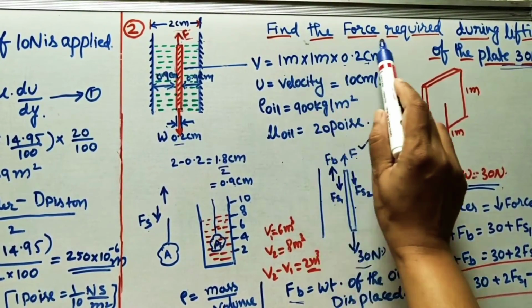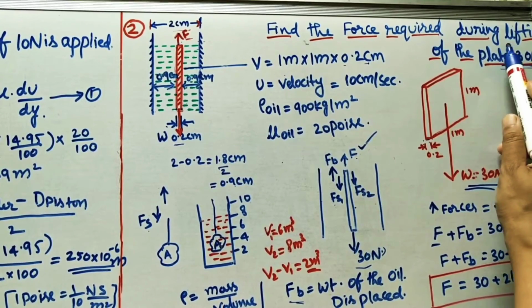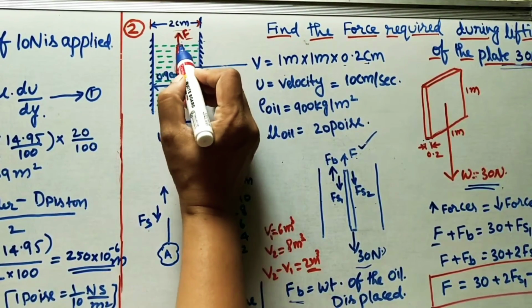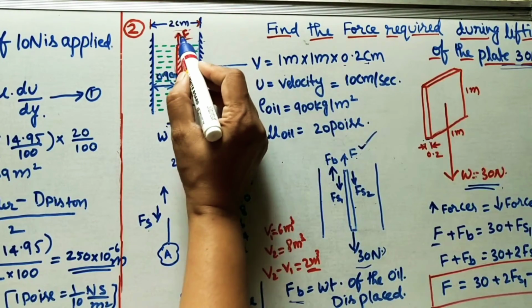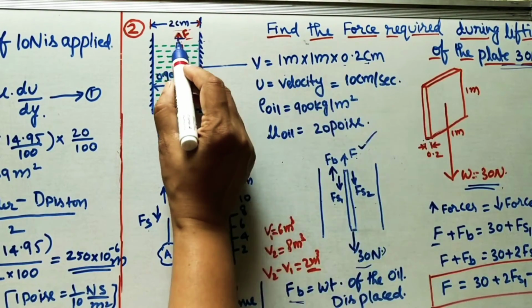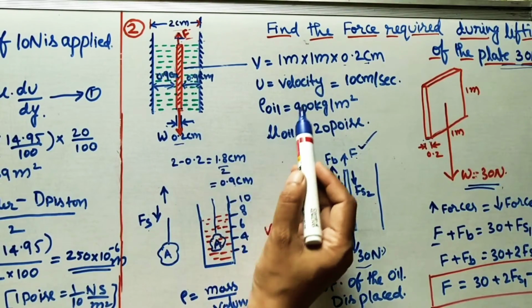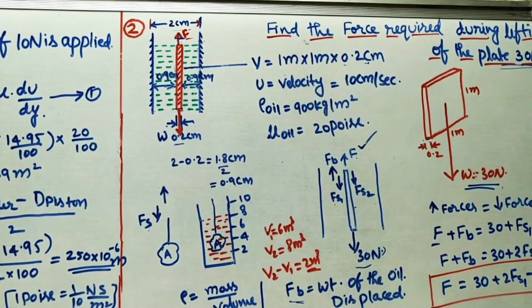What we have to find? Find the force required during lifting of the plate of 30 newtons. Lifting of the plate means we have to apply some force for lifting this. We have to find the force required for lifting this plate with the velocity 10 centimeter per second.